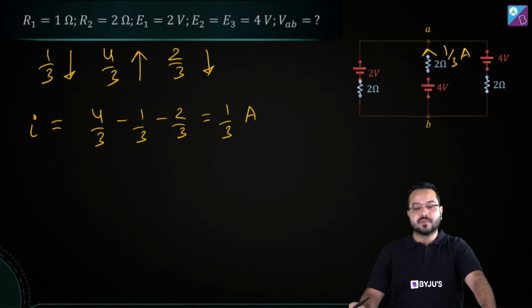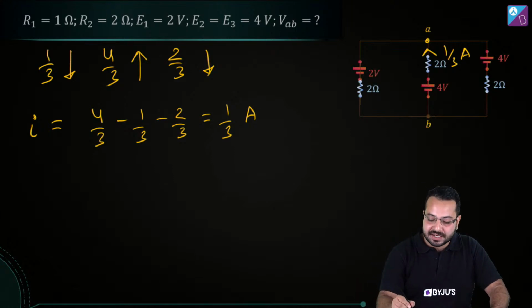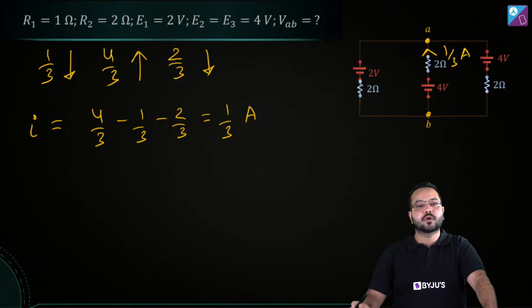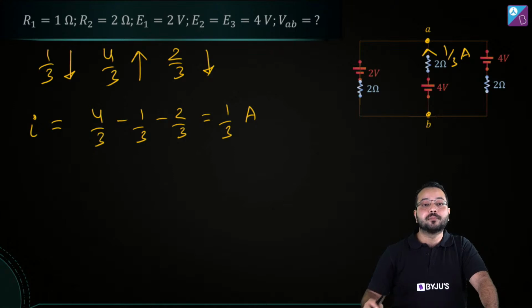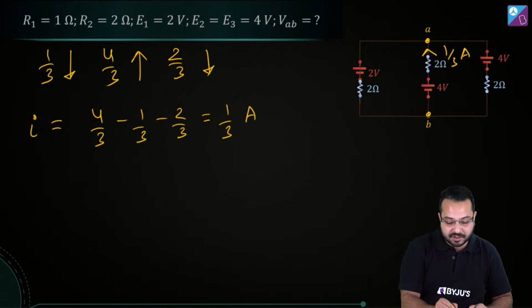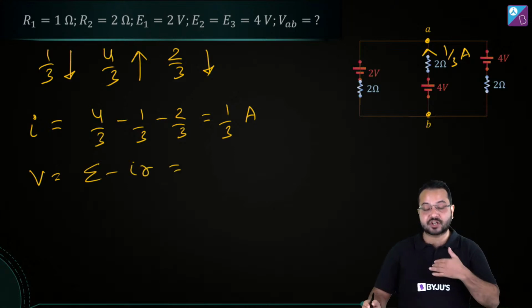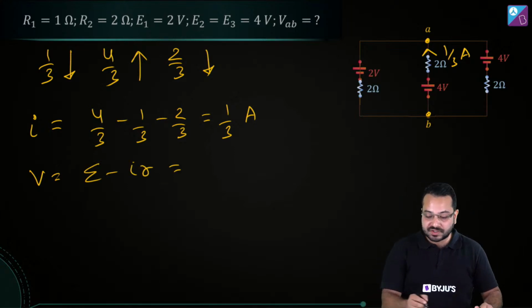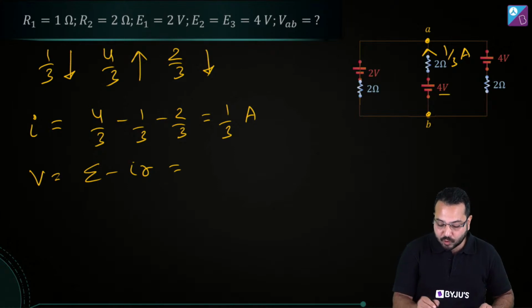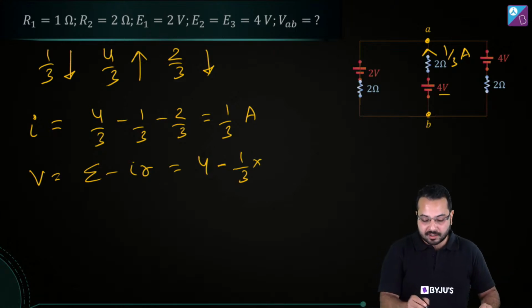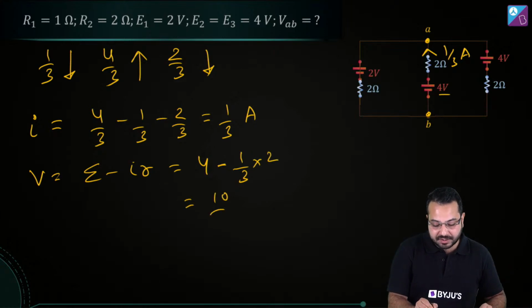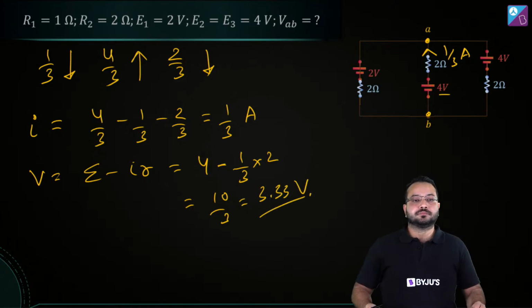Do you agree? And if you have found the current, then it is very easy to find the potential difference over here. All we have to do is find the terminal potential difference. So what will be the terminal potential difference? The terminal potential difference is going to be E minus IR, because the direction of current is usual. So what is E? E is going to be 4 volt over here minus I, which is 1 by 3. And then what is R? R is 2. So this is going to give me 10 by 3 is equal to 3.33 volt.